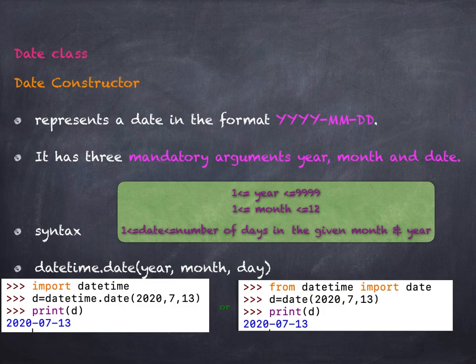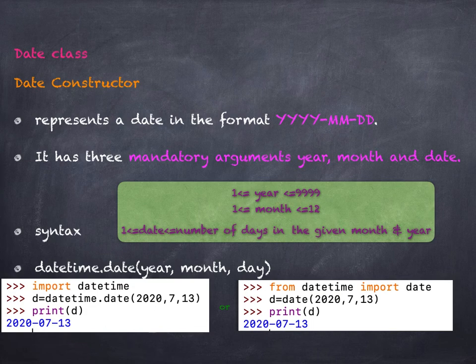The year can range from 1 to 9999, and month can vary from 1 to 12. Day can vary from 1 to the number of days in the given month and year. That is, if it is a leap year, the February month will have 29 days. In other years, if it is not a leap year, it will have 28 days. The syntax for using this date constructor is datetime, that is the module name, dot date, within brackets year, month and day. You have to separate them using a comma.